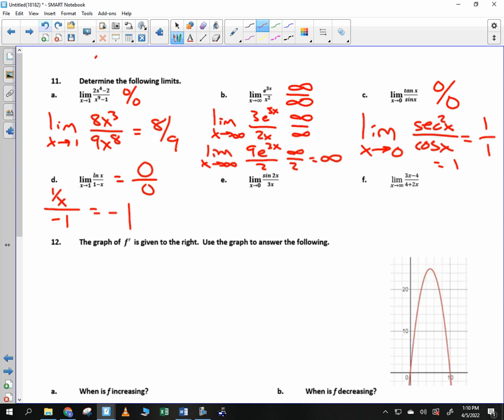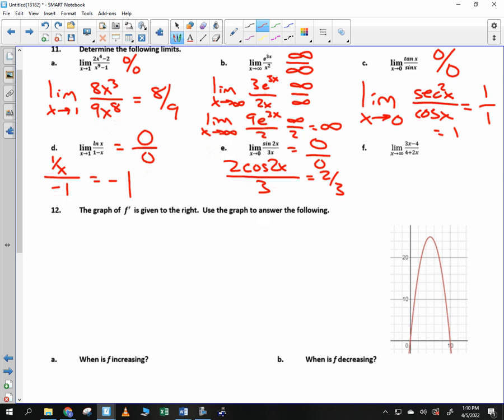Letter E, sine of 0 is 0 over 0, L'Hopital's rule. What's the derivative of sine of 2x? Good, you use the chain rule, nice and quick, 2 cosine of 2x. Notice how we don't like to use the boxes when we're doing something this straightforward. Okay, I plug in the 0 for the cosine of 2x, and you get cosine of 0 is 1 times 2, so I get 2/3.